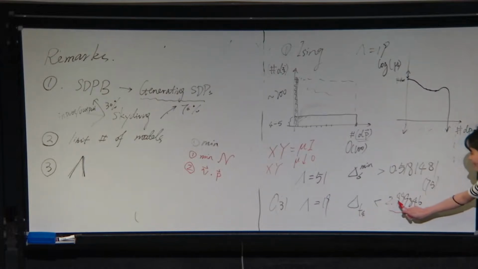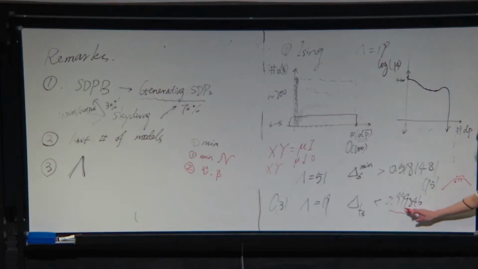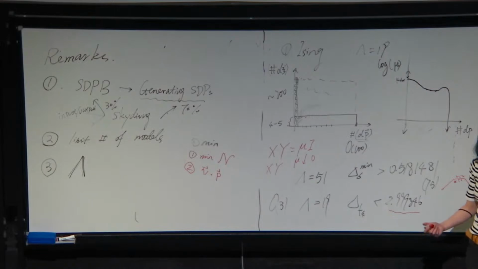This is 2.999. So in order to get that many digits, presumably they have to scan too many points to get that many digits. So what was their result at lambda equals 35? It was not as close to 3. Ah, okay, now I see.